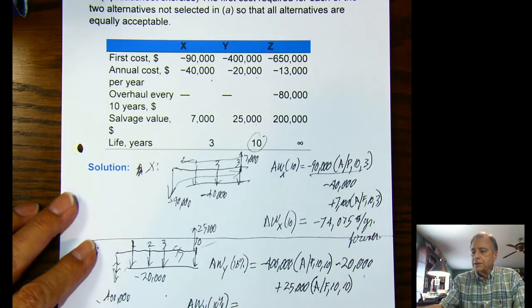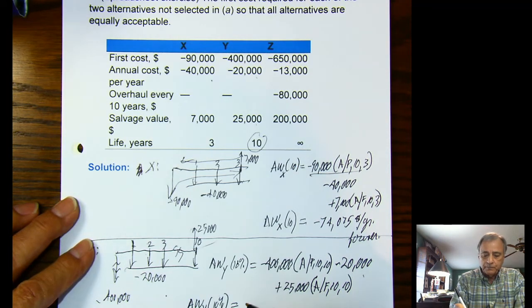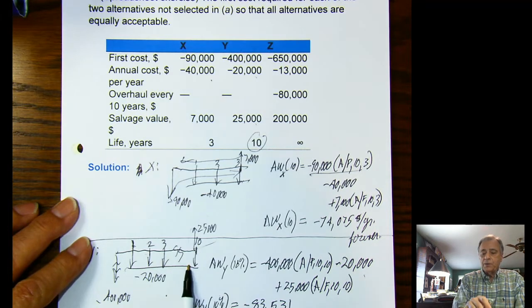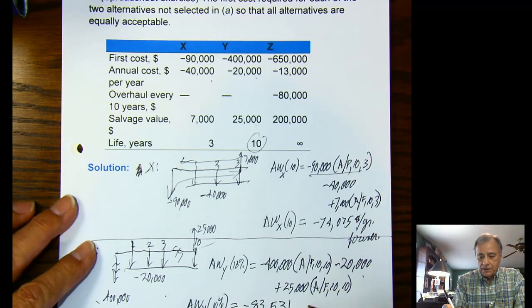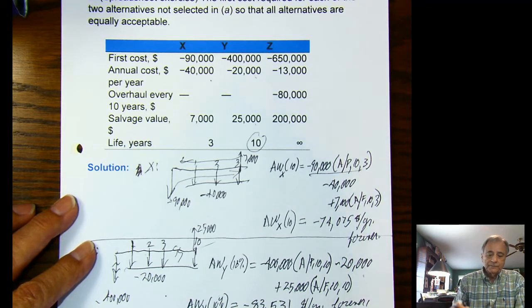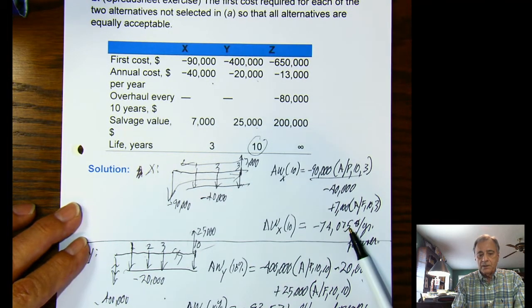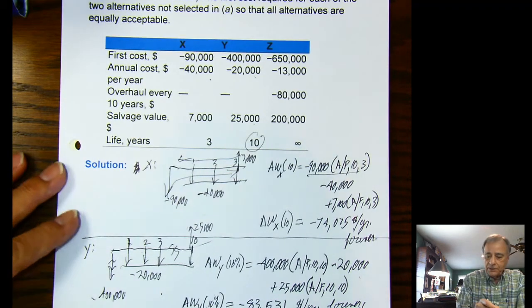this turns out to be 83,531. And this is going to be dollars per year for 10 years, but we're going to assume that this cycle repeats forever. So this is dollars per year forever as well. So when we compare this to this, we'd rather do X than Y, but we haven't looked at Z yet. So let's do that.